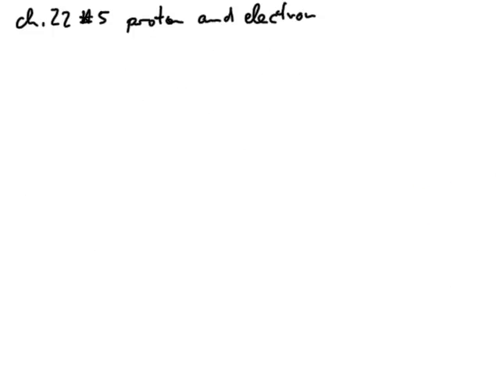This is from chapter 22, problem 5, which reads, Atomic physicists ignore the effect of gravity within an atom. To see why, calculate and compare the gravitational and electrical force between an electron and a proton separated by 10 to the negative 10 meters. The charges and masses are given on the inside back cover.